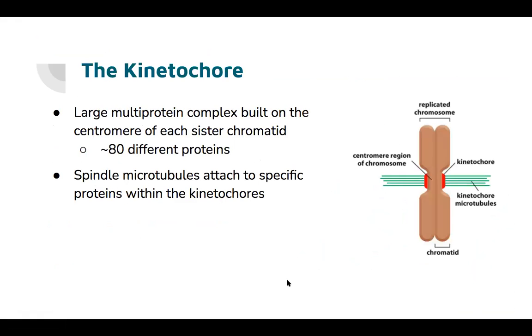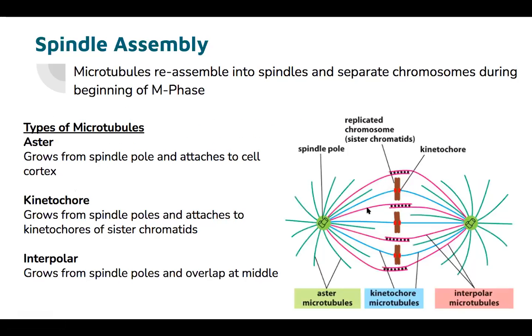The kinetochore is an important multi-protein complex that's built on the centromere of each sister chromatid. The centromere region is part of the chromosome, and the kinetochore is a separate protein complex. There are about 80 different proteins involved in this, and this is where the spindle microtubules are able to attach to each specific chromosome so that they can be separated. Those are these kinetochore microtubules shown in blue here.